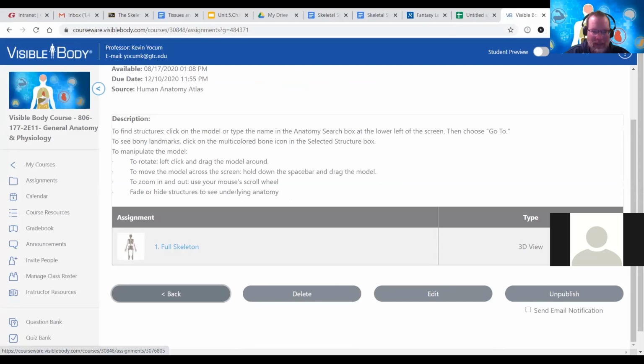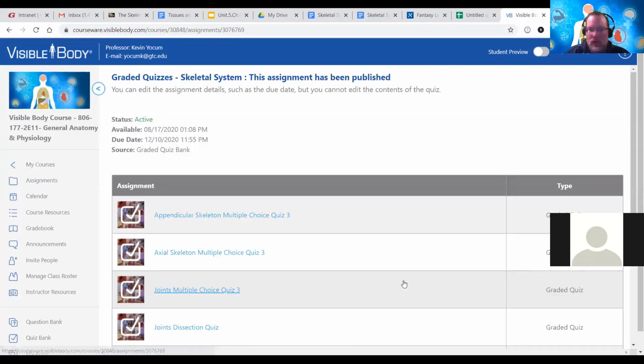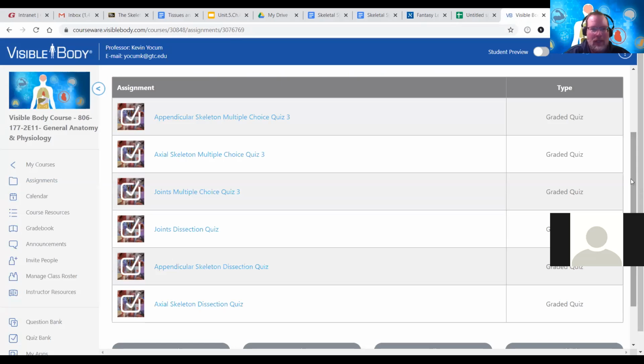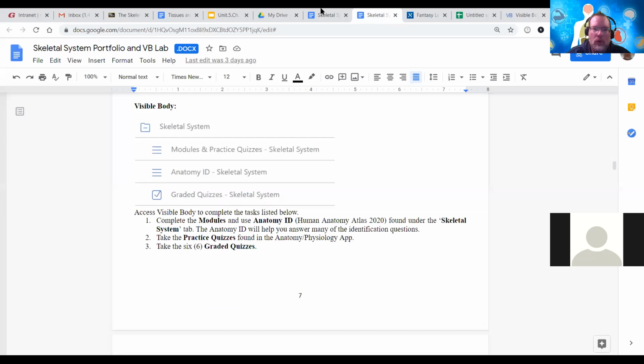And then lastly, you're going to want to do these graded quizzes just like you did last week and the week before. There's a handful of graded quizzes. Half of them are multiple choice. The other half are dissection quizzes. So you've got roughly 2 weeks to get all this done. It's not due until the 13th, 14th, right around there. So there is plenty of time for you to be working on this.